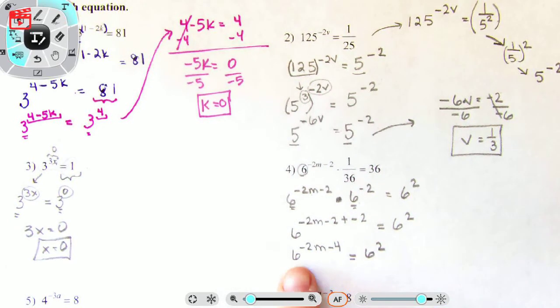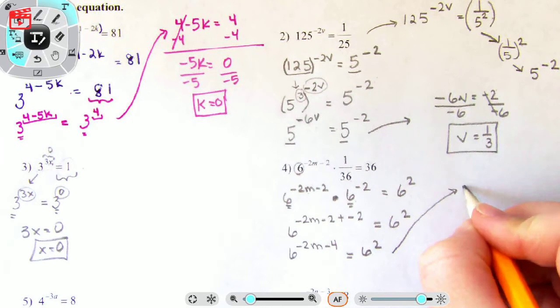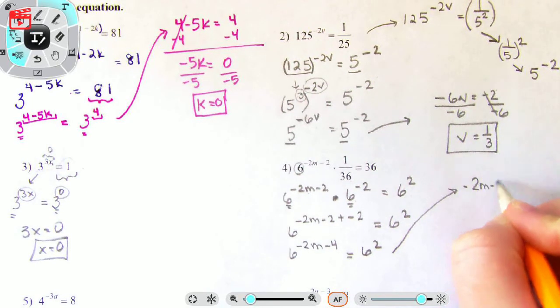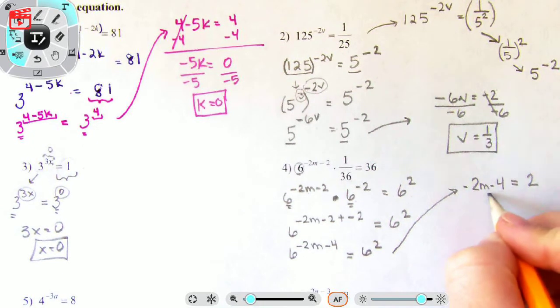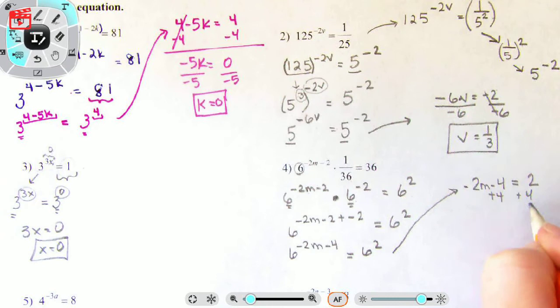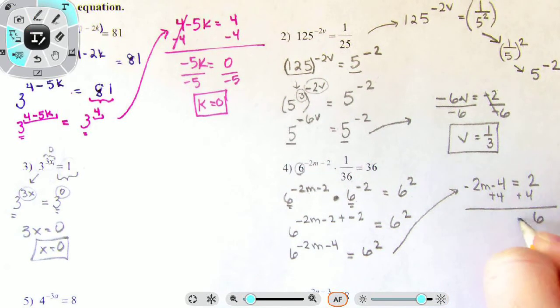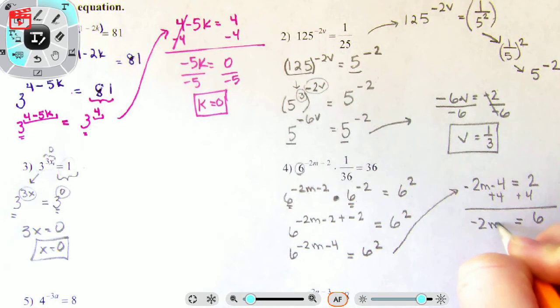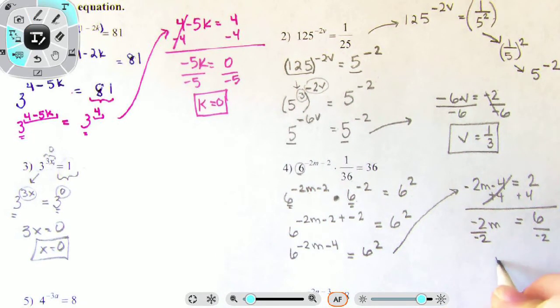Now again, we have a base exponent equals base exponent. Since the bases are the same, the exponents are equal. So negative 2m minus 4 is equal to 2. I'm going to add 4 to both sides. So 4, 5, 6. Negative 2m is left over. I'm going to divide by negative 2, divide by negative 2. M is equal to negative 3.